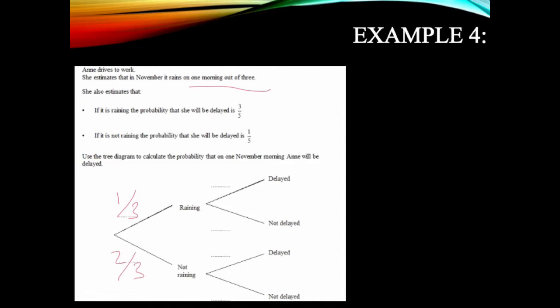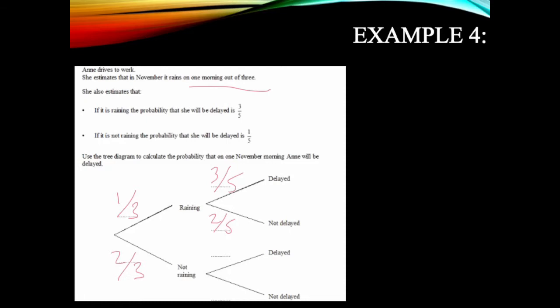If it's raining, so now I'm interested in this branch. If I've come along here and it's raining, what's the probability that she will be delayed? Well, it's 3/5. It tells us that in the question. Remembering our facts about tree diagrams, the branches here have to add up to 1. So that means that this must be 2/5 here.